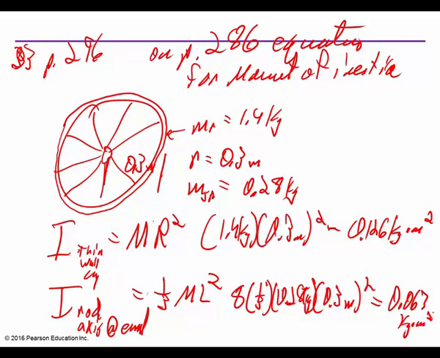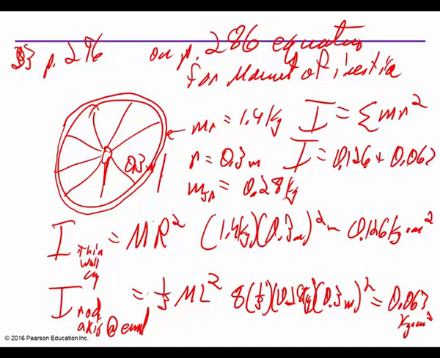Now we've got to do the what? Remember, the moment of inertia is equal to the sum of all the masses times the radii squared. So we've got to add them all up. That's 0.126 plus 0.067, and we get an answer of I total equal to 0.193 kilogram meters squared. So that's that problem. That's a moment of inertia problem. Any questions?